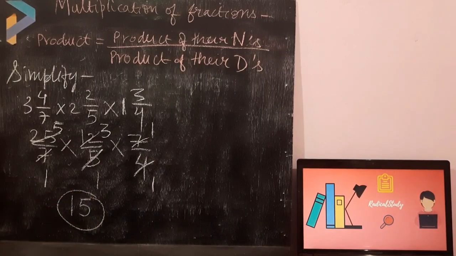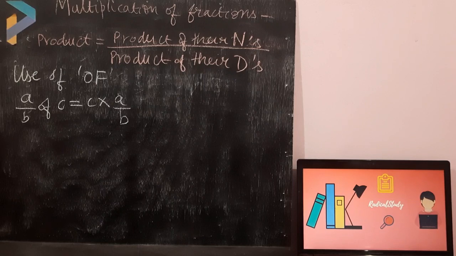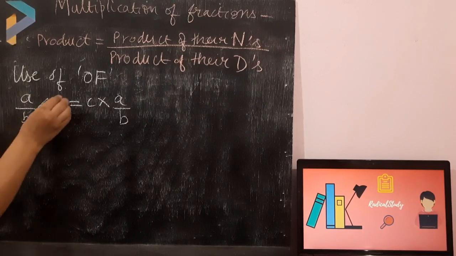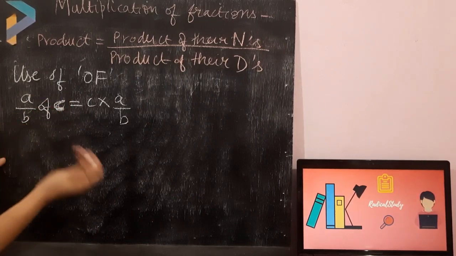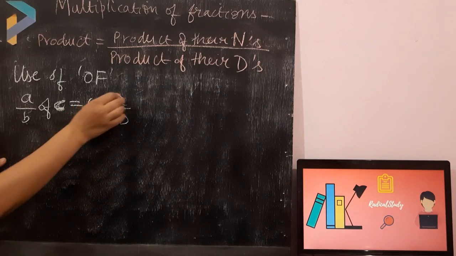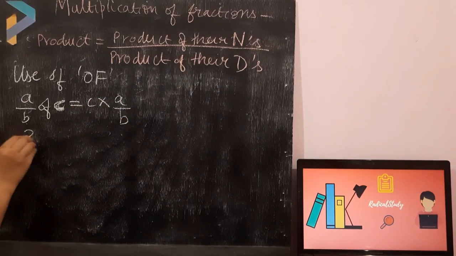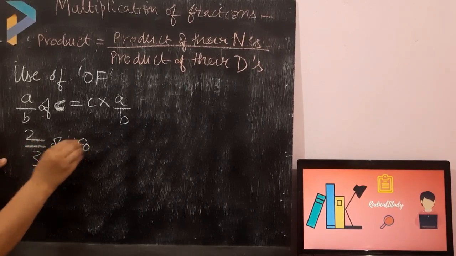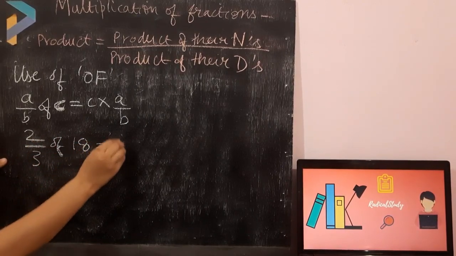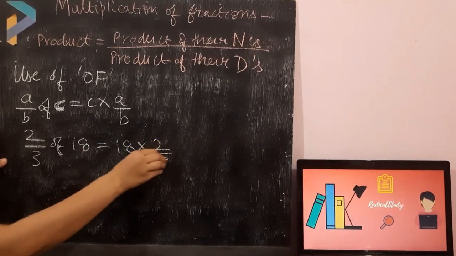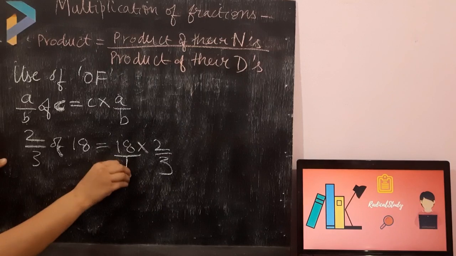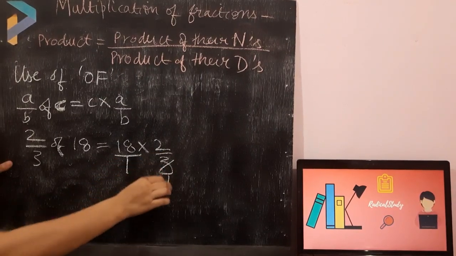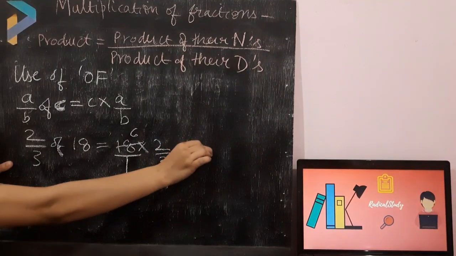Now I am going to explain one more example using "of". How "of" is used in fractions. Please pay attention. So how will we use "of" in fractions? If any fraction is given to you like this, a upon b of c, then how will we multiply those fractions? That will be multiplied like this, c into a upon b, like 2 by 3 of 18. Now here "of" is written, so we will multiply like this, 18 into 2 upon 3. I have already told you if there is no denominator, by default we will consider 1. Now 3 1s are 3, 3 6s are 18. So the answer will be 12.